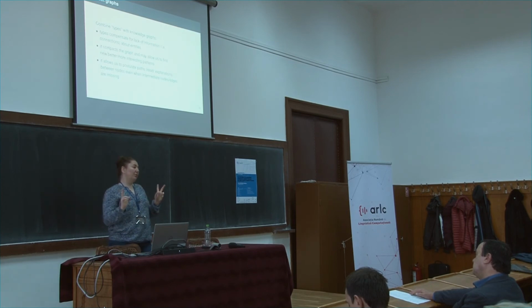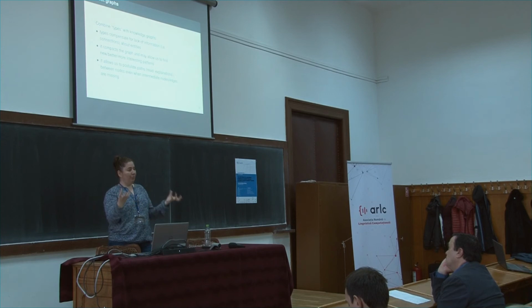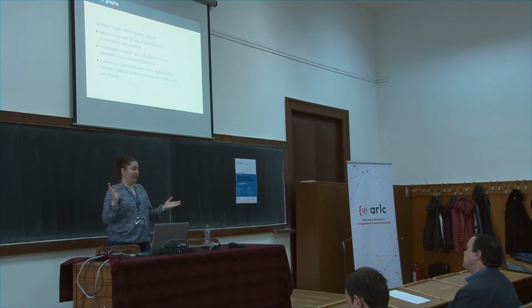We built these so-called abstract graphs. These are a combination of the types with the knowledge graph, where the idea was that we hope types will compensate for the lack of information. We'll have a much smaller graph to work with. We'll see how much smaller it is. And also, this idea of imbalance won't be felt because we won't care how many instances a relation has, because there will be one edge per relation, basically.